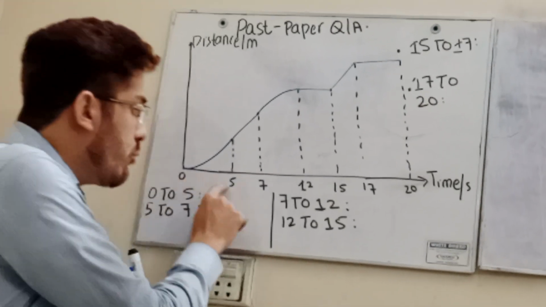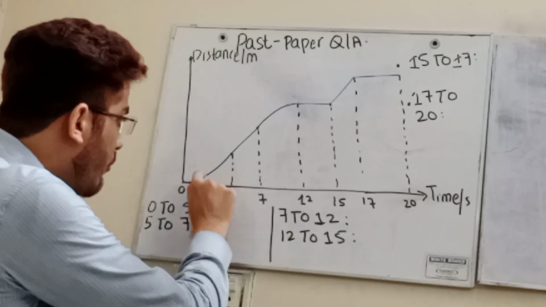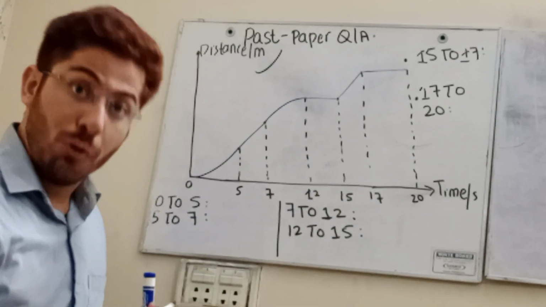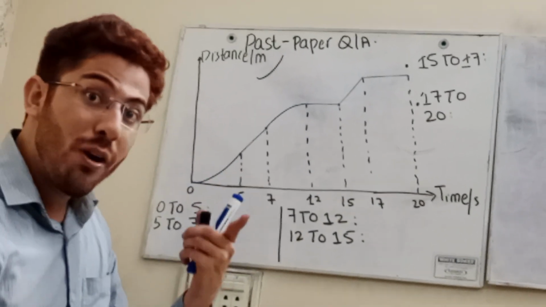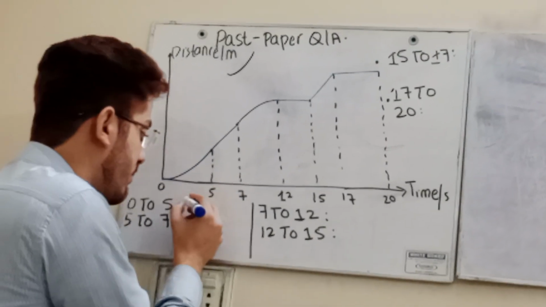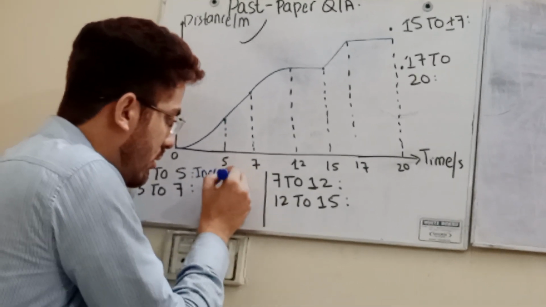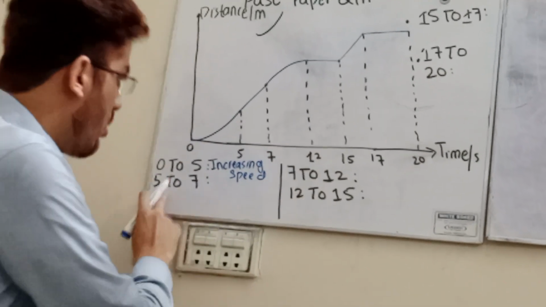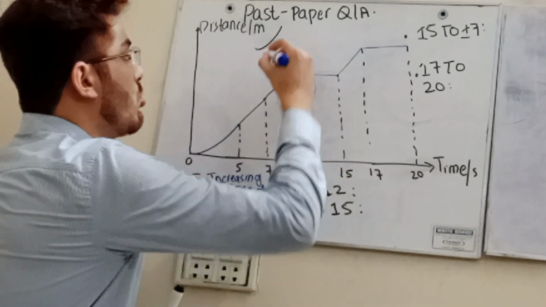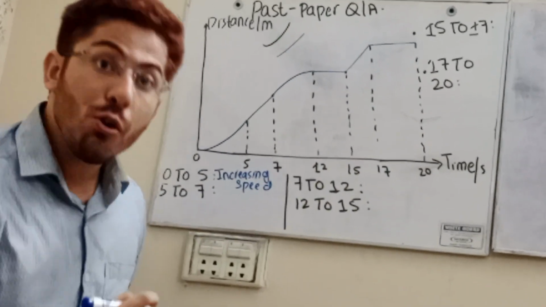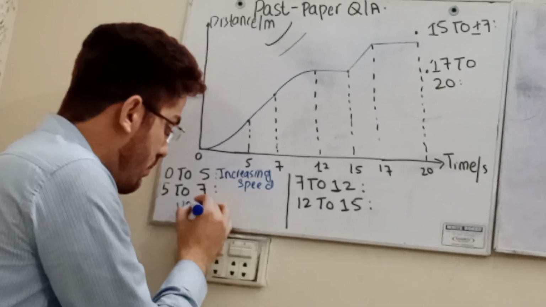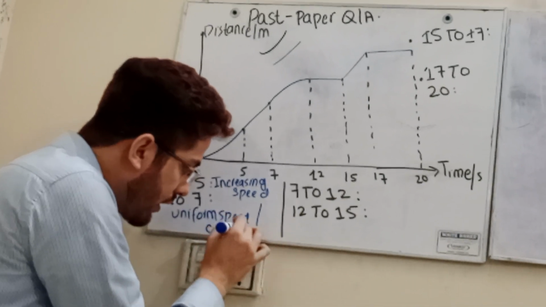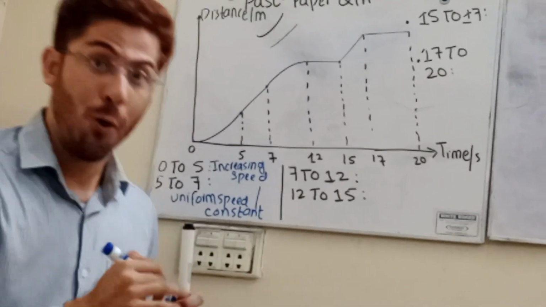Now always 0 to 5, student. Do remember one thing, 0 to 5 is basically this graph, and I told you the angle is changing at every point, it means increasing speed, splendid. Now 5 to 7. Sir, you told us in the lecture also, this is constant and uniform speed, and you can say constant also. Constant speed. I hope you are getting it.